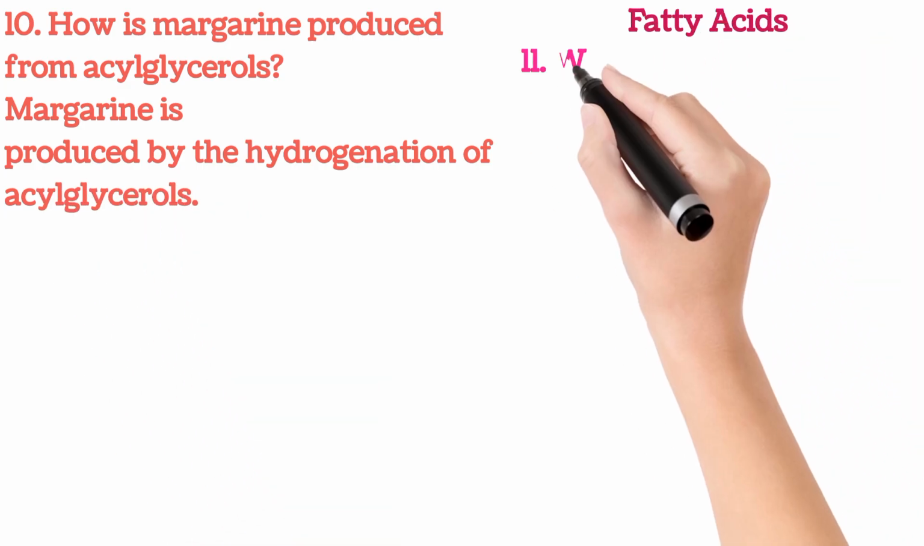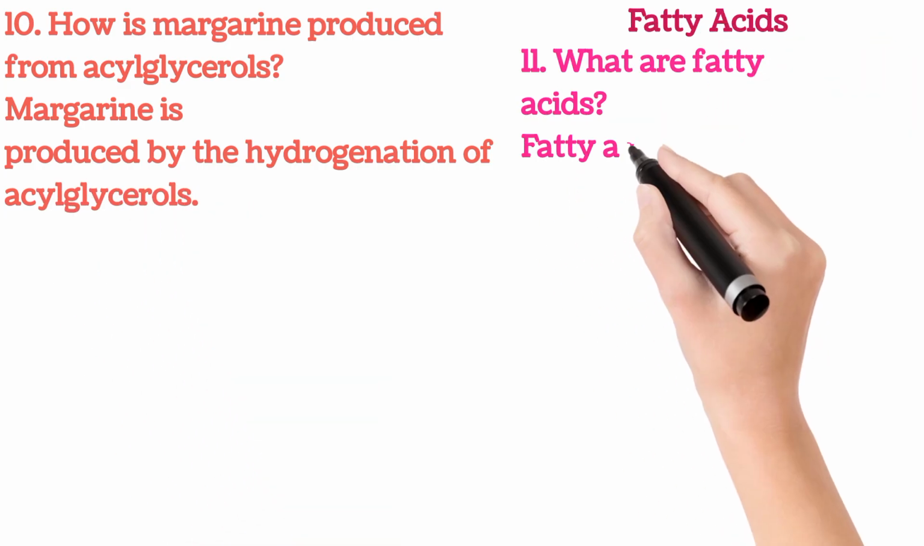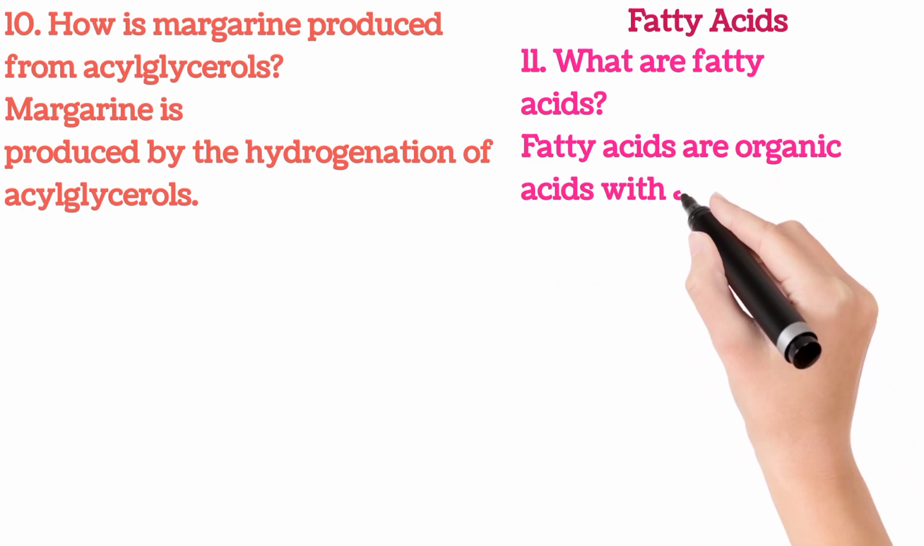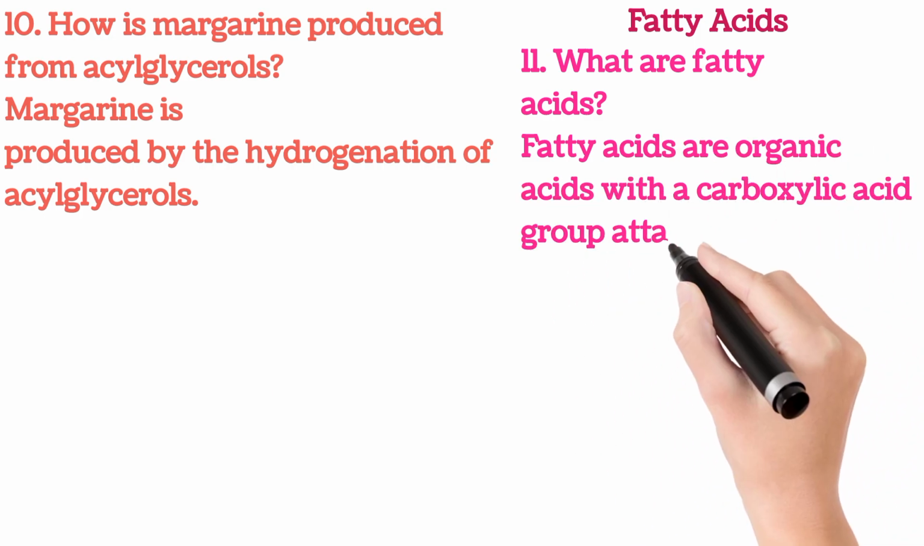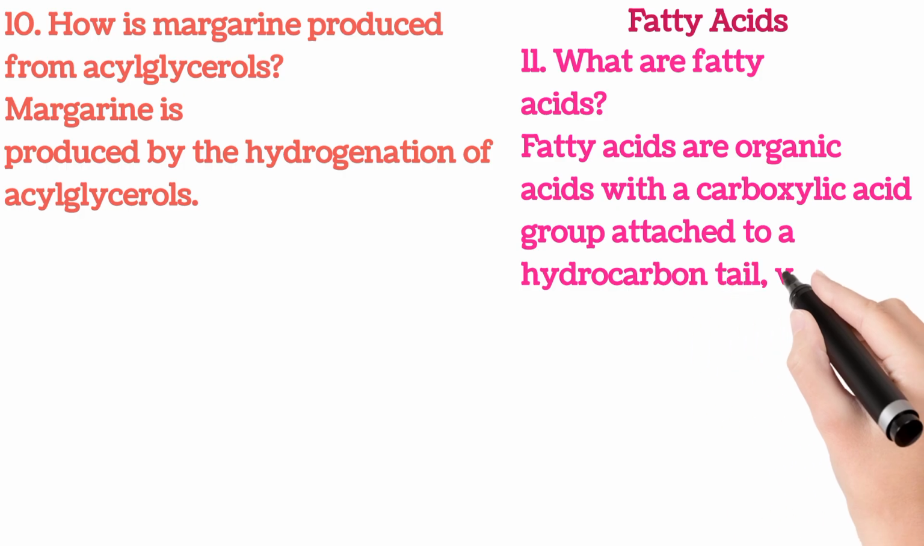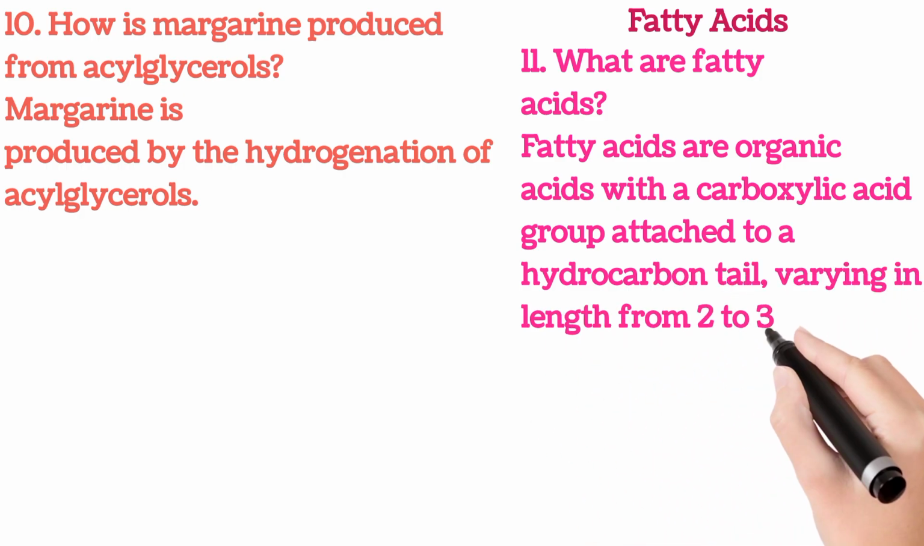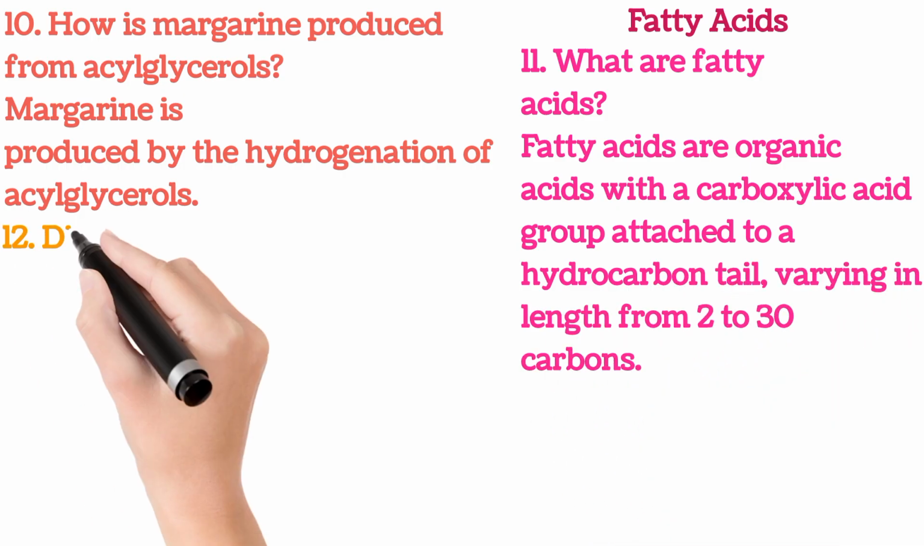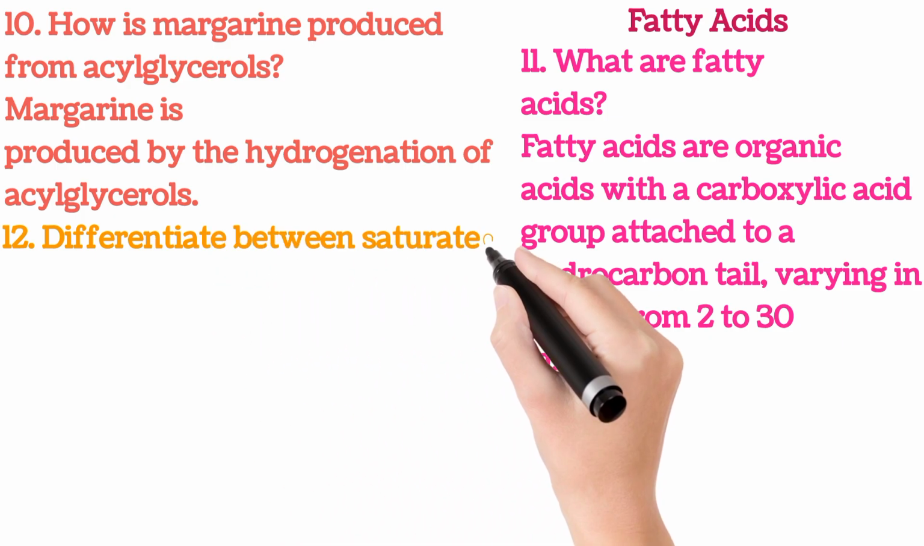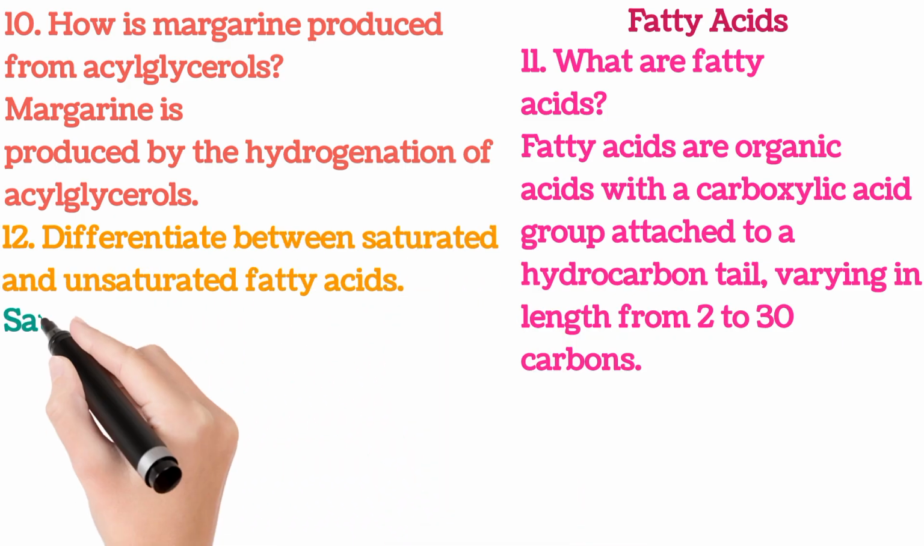Fatty acids. 11. What are fatty acids? Fatty acids are organic acids with a carboxylic acid group attached to a hydrocarbon tail, varying in length from 2 to 30 carbons. 12. Differentiate between saturated and unsaturated fatty acids.